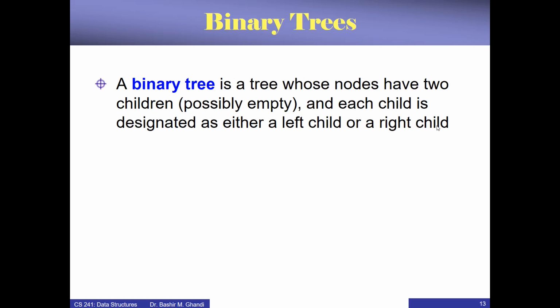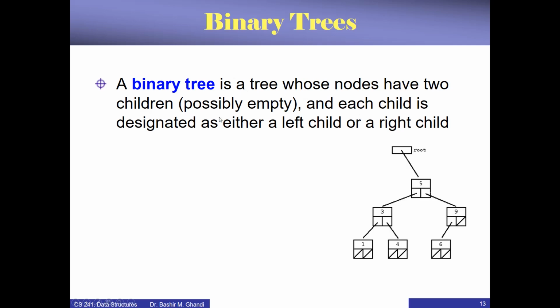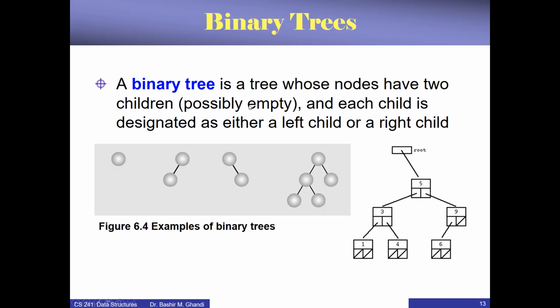That is what binary, from the word binary meaning 2, is about. A binary tree is where we restrict the number of children to 2. And in fact, as we can see in this example, a node may have even less than 2.